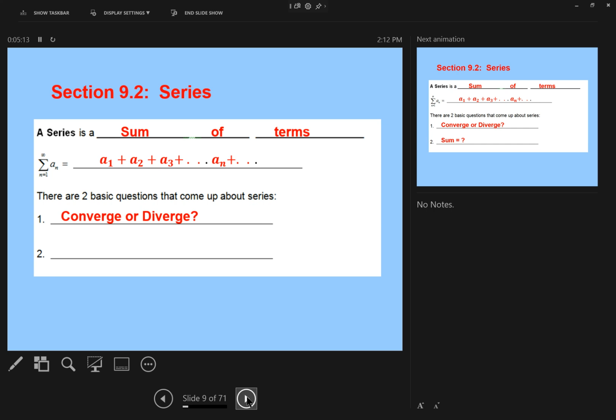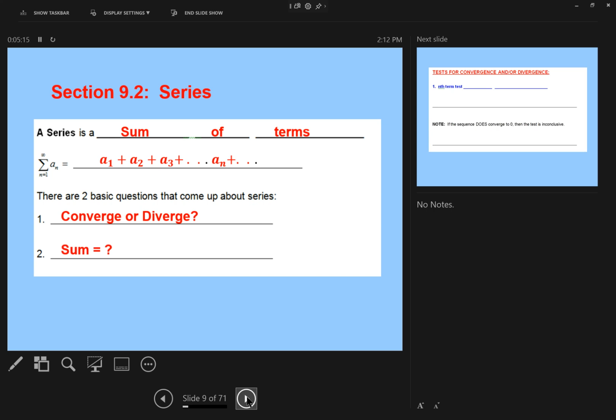Okay? And then the second question is, what is the sum? So if it converges, what is the sum? If it diverges, then they wouldn't ask you what the sum is.